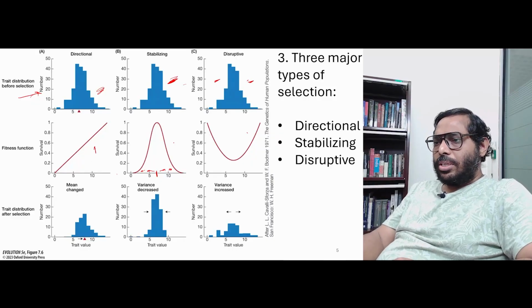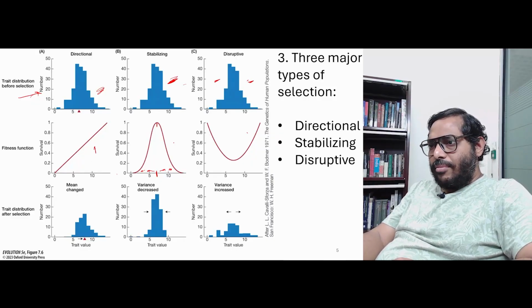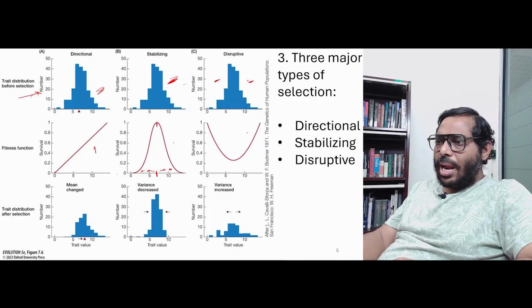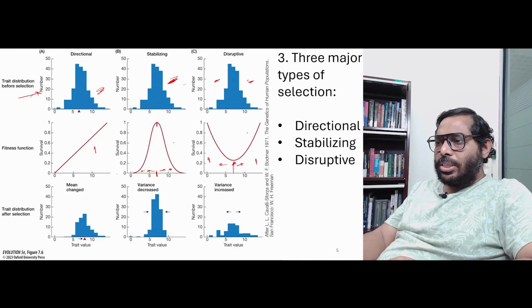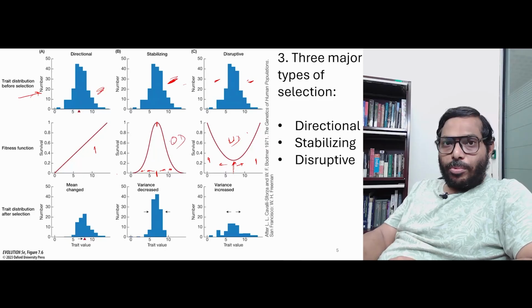So, this is the situation where the intermediate value of the trait leads to the maximum fitness, and this is just the opposite of that. Here the intermediate values of the trait have the lowest fitness, whereas as you move away from the intermediate values, the fitness goes up, right. You can think of this one as conceptually similar to the underdominance case, and this one is similar to the overdominant case.